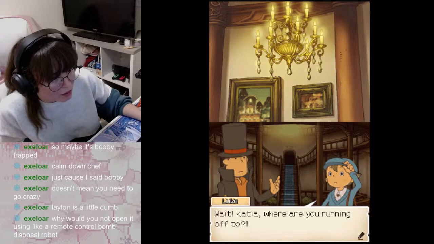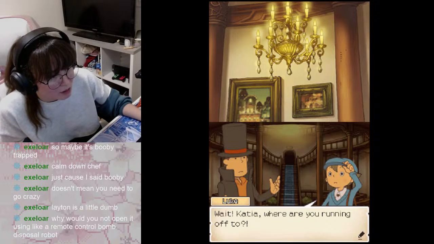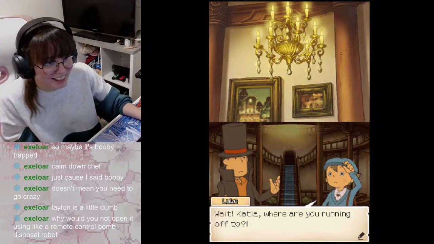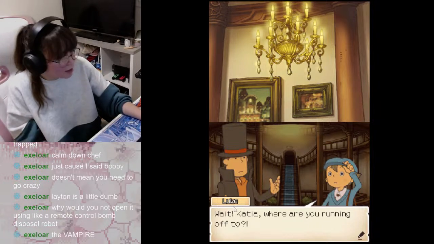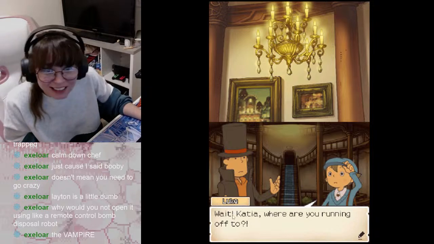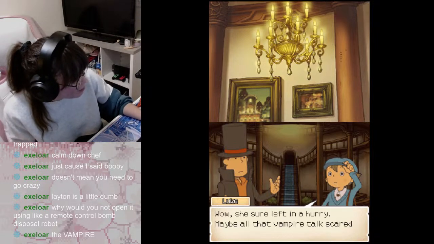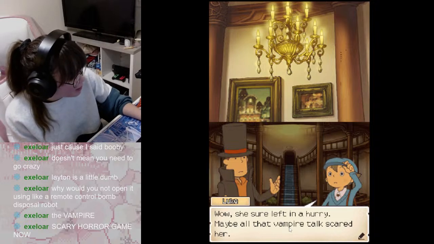Why would you not open it using like a remote control bomb disposal robot? It's a little dumb. I know, I'm like, why do you want to open it? Wait, Kadia, where are you running off to? The vampire! We're gonna see the vampire? Oh, hell yeah, dude. I'm excited. Wow, she sure left in a hurry. Maybe all that vampire talk scared her.